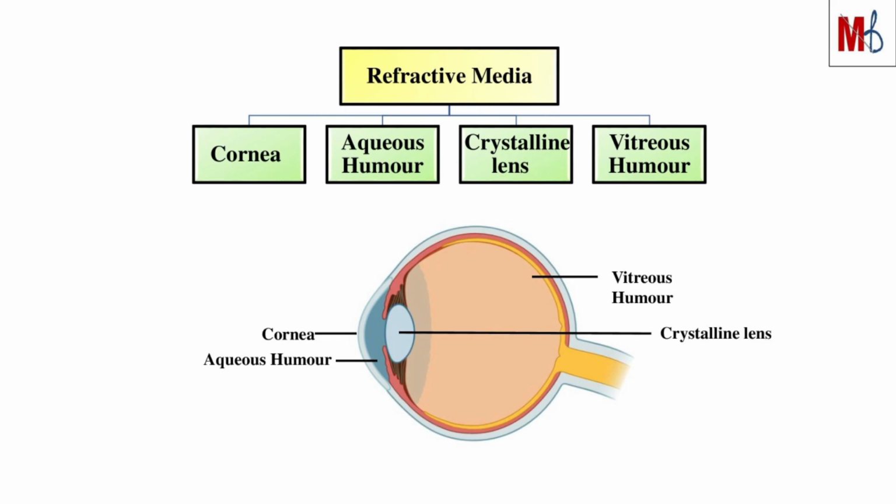The human eye has 4 refractive media: cornea, aqueous humor, lens and vitreous humor. Now the question is, how do refractive media work? Refractive media bend the light rays when they go from one medium to another in a way that they can focus onto the retina. I'll discuss these 4 refractive media in detail in the next video.